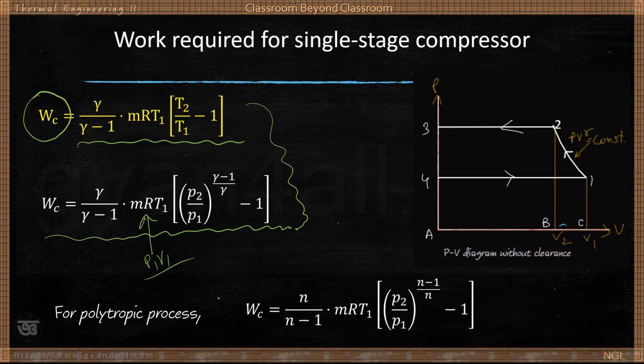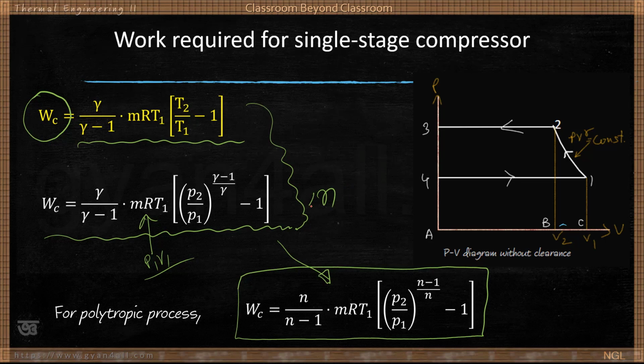adiabatic, so we can use the formula for the polytropic process where n is the polytropic index, and the formula is the same. In place of gamma we put n, and the value of n may vary from 1 to gamma. 1 means isothermal, gamma means isentropic process.